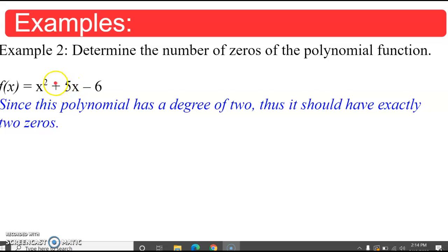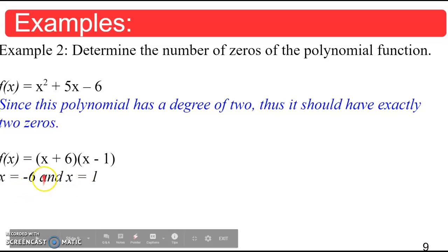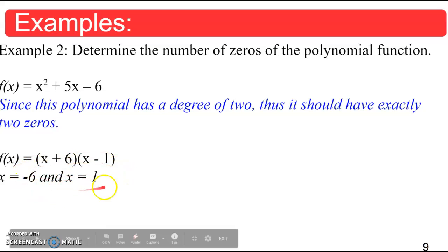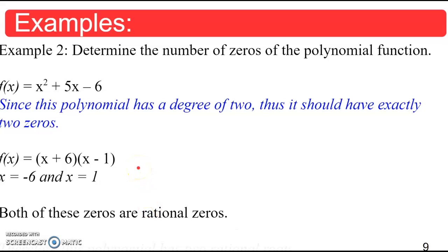So factoring this polynomial, we factor it to be x plus 6 times x minus 1. And we can set each of these factors equal to 0. And we can find that our zeros then are x equals negative 6 and x equals 1. Both of these zeros are in the rational number system. So both of these zeros are rational numbers, and therefore this polynomial has two rational roots. So we've used our linear factorization theorem, and because we have a degree of 2, we expected that there was going to be 2 zeros, and by factoring we determined that there were 2 zeros and both of our roots were rational.